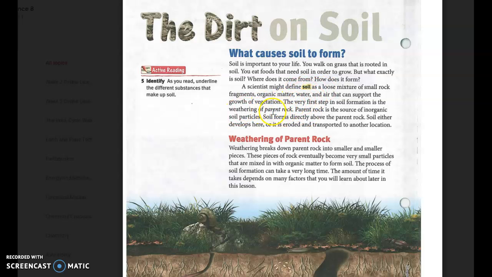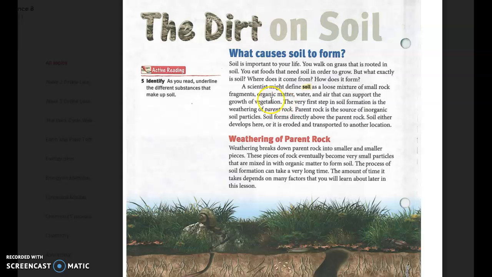That just means whatever rock, igneous, metamorphic, or sedimentary. Parent rock is the source of inorganic solid soil particles. Soil forms directly above the parent rock. Soil either develops here or is eroded, which technically means transported. So the biggest difference between weathering and erosion is that weathering is just the breakdown, whereas erosion technically is the transport of that broken down rock, or is eroded and transported to another location.